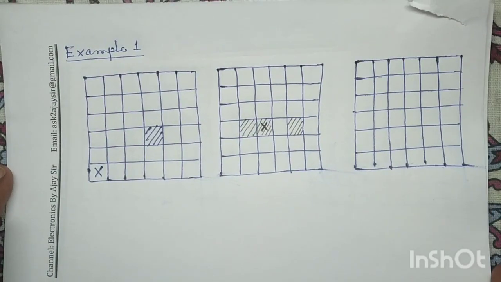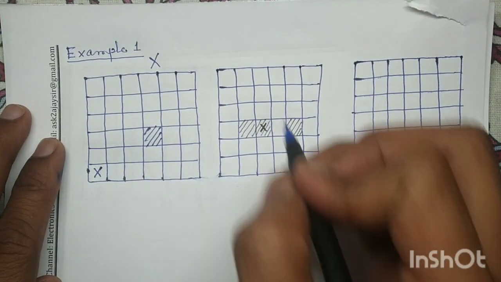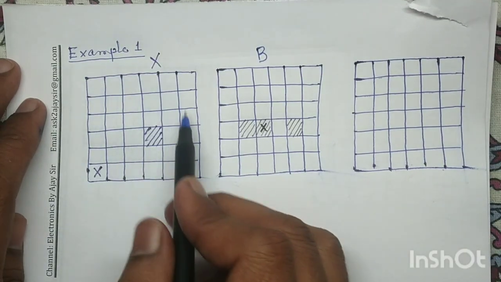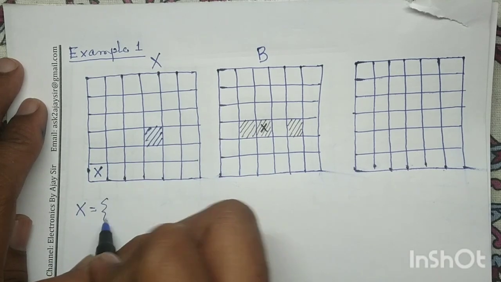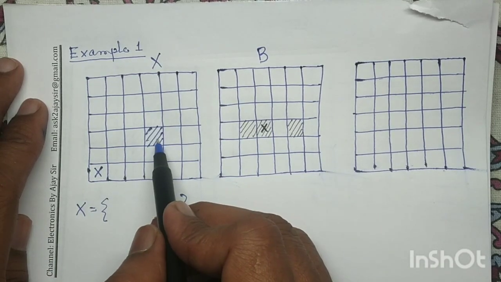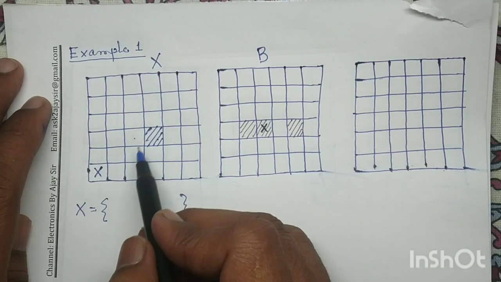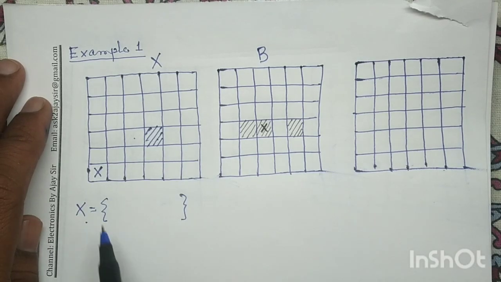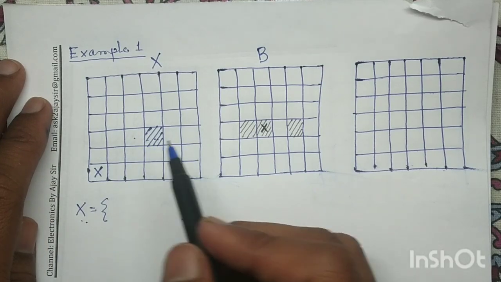So we have an example. The first image represents my input image X, and the second image represents the structuring element B. First we have to write the image set for X. In this image, the shaded portion represents the object pixels, and the white portion represents the background. So we have to write the set X, which consists of the coordinates of these object pixels.